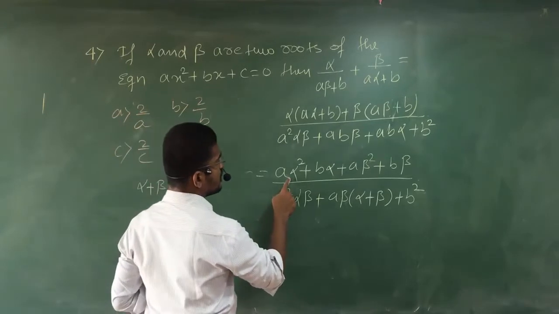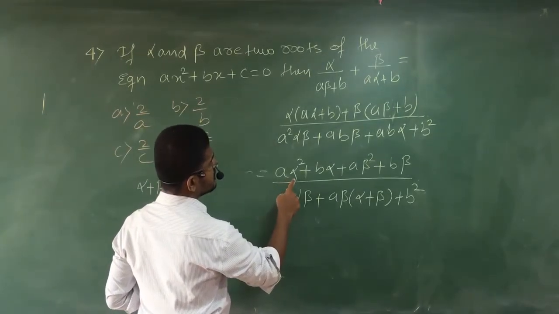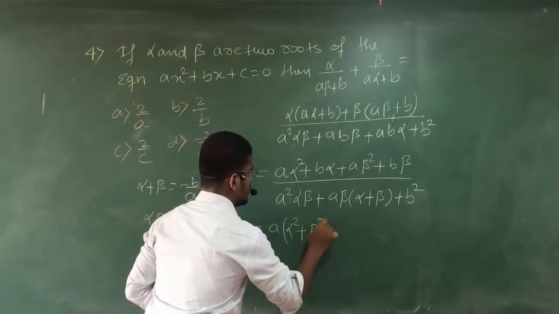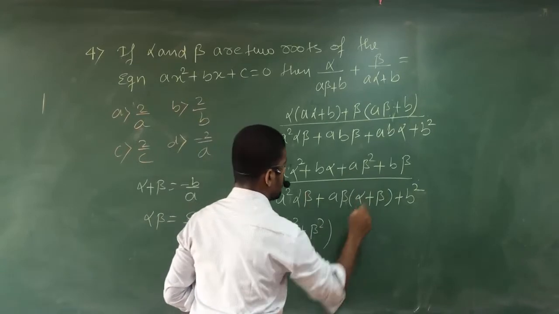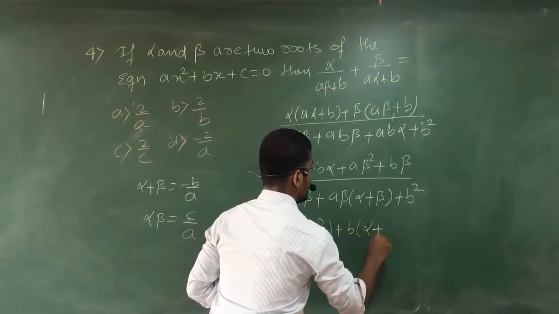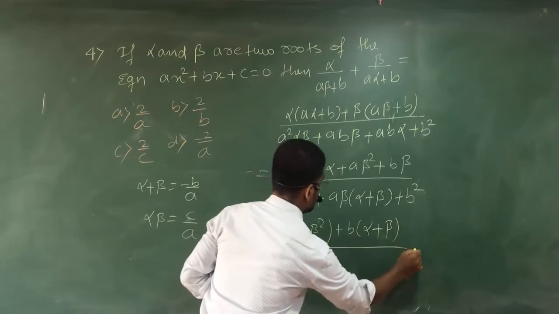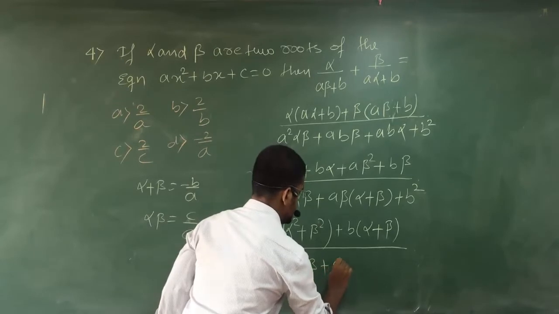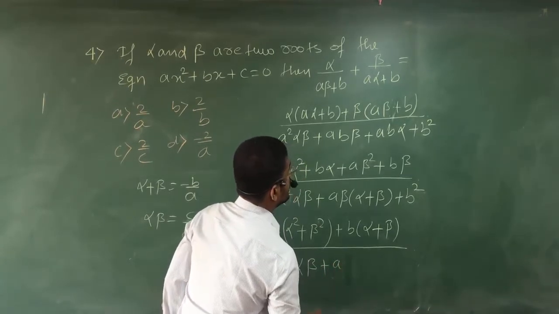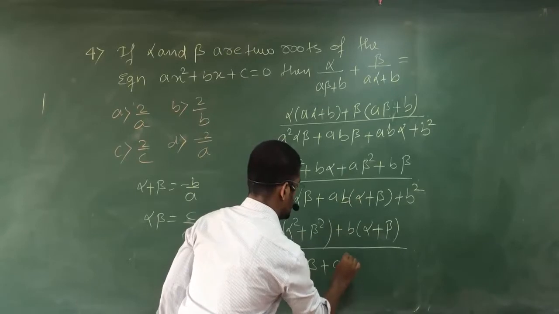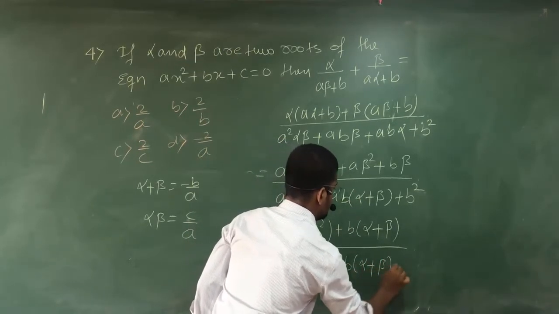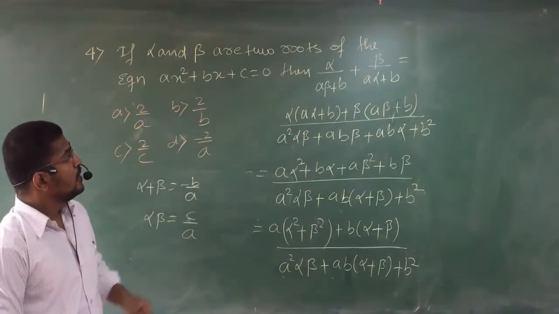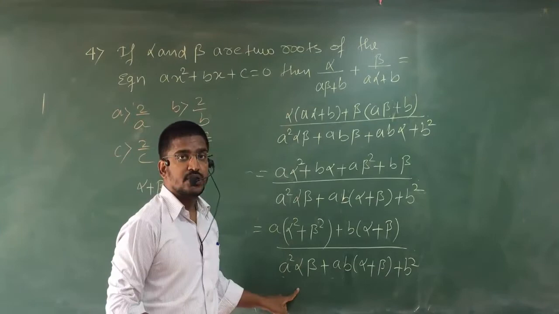So here what are the common terms? A alpha square, a beta square. So it will be a alpha square plus beta square. Next b common plus b alpha plus beta you are going to have divided by a square alpha into beta plus ab alpha plus beta plus b square. These terms you are going to have. If you simplify this, you are going to get this term.